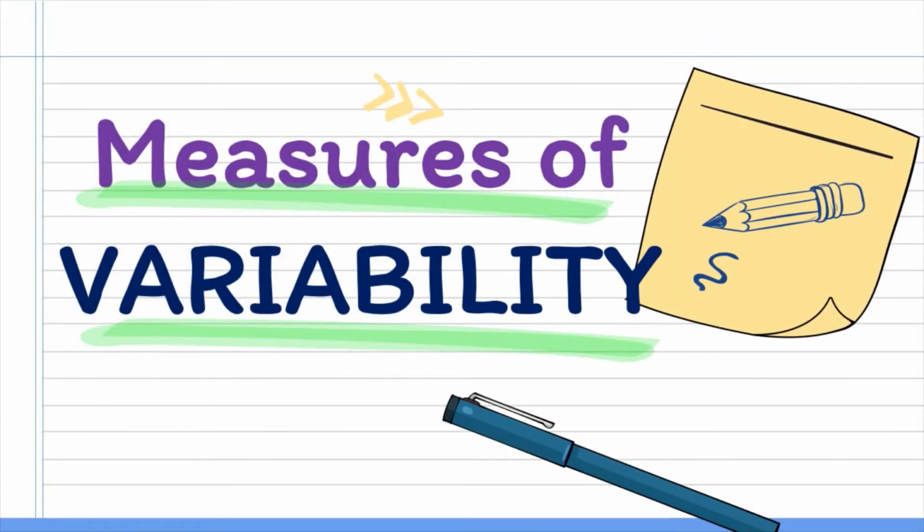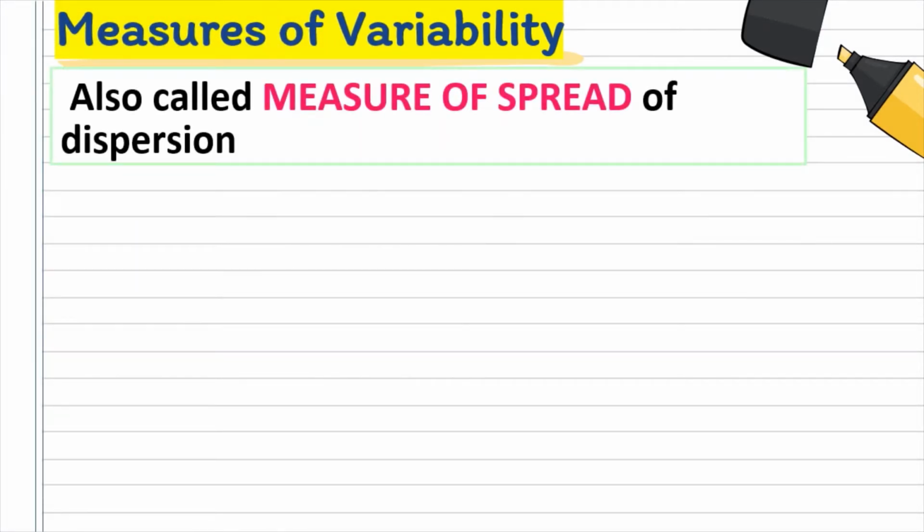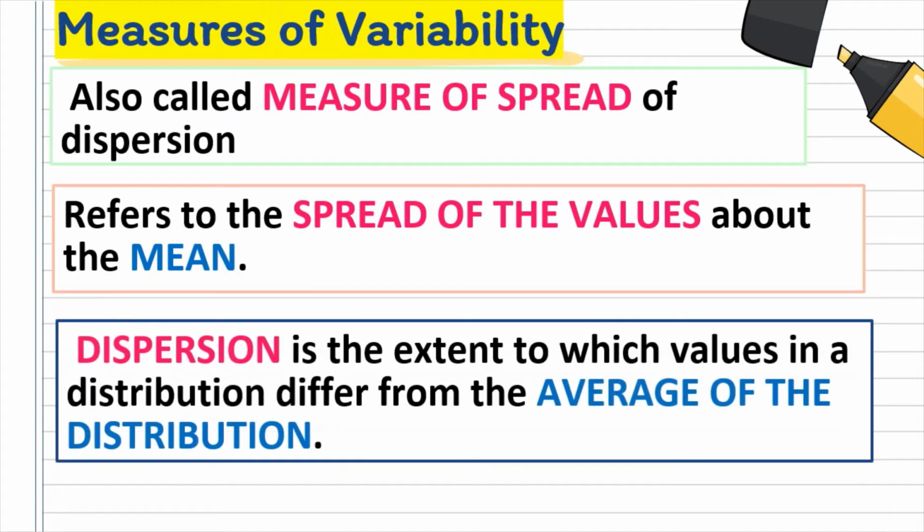Measures of variability, also called measure of spread or dispersion, refers to the spread of values about the mean. Dispersion is the extent to which values in a distribution differ from the average of the distribution.